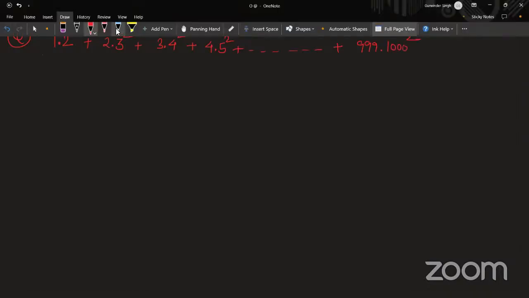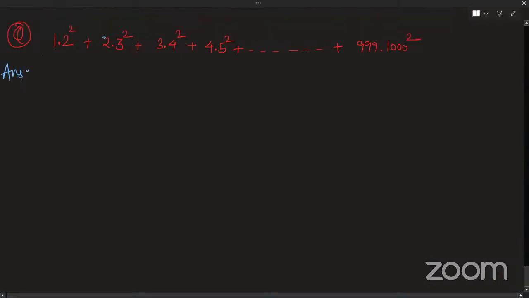Okay, everyone has understood the series? Good to hear. So if you have understood the series, then tell me the answer quickly. First tell me the ith term. The ith term is equal to i into i plus 1 whole square.